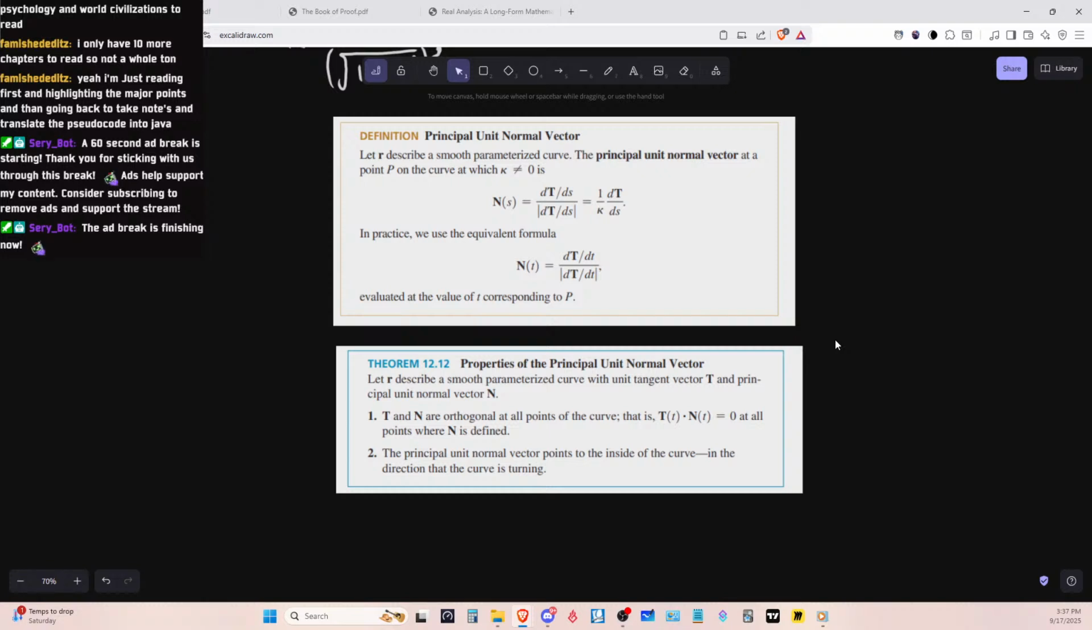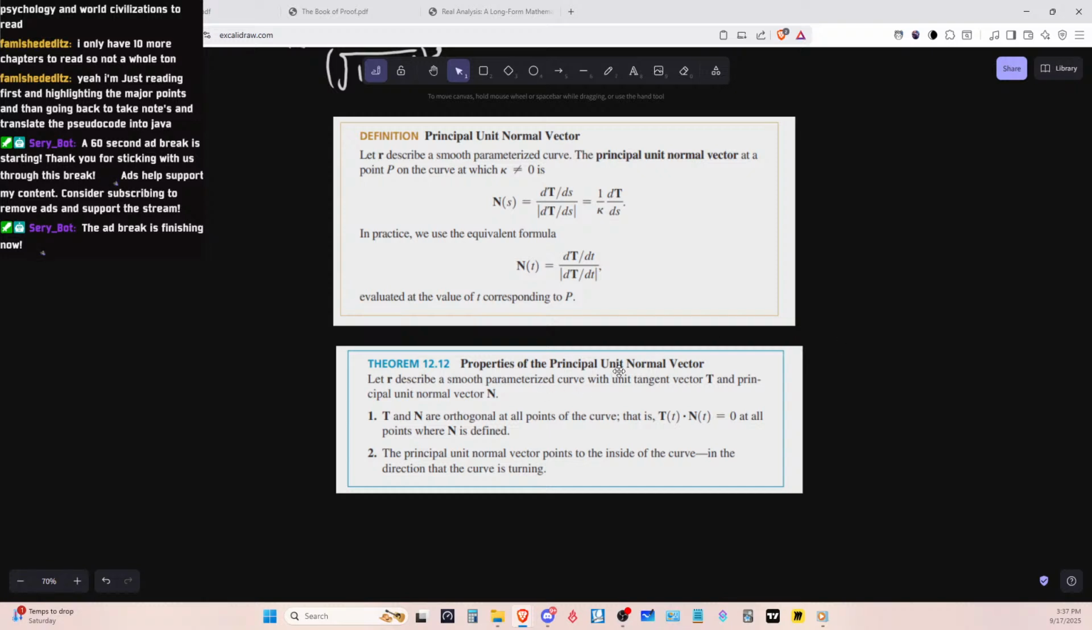Let's see, let R describe the smooth parameterized curve and the principal unit normal vector at a point P on the curve at which curvature is not equal to 0. Oh yeah, because it's a fraction in this case. I wonder what the math proof was behind this one. Probably have to look that up outside of stream.